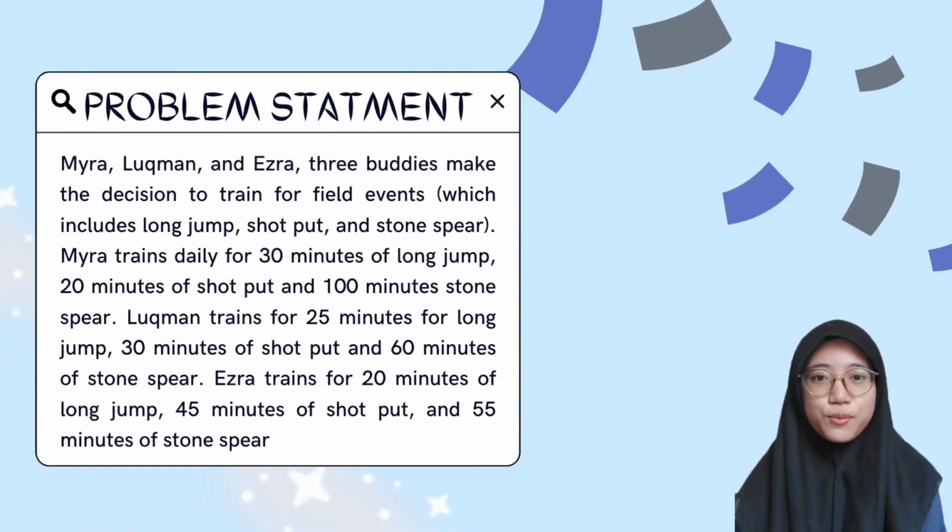Now, moving on to the problem statement. Mira, Lukman and Ezra, 3 buddies, make the decision to train for field events, which include long jump, shot put and stone spear. Mira trains daily for 30 minutes of long jump, 20 minutes of shot put and 100 minutes of stone spear. Lukman trains for 25 minutes of long jump, 30 minutes of shot put and 60 minutes of stone spear. Ezra trains for 20 minutes of long jump, 45 minutes of shot put and 55 minutes of stone spear.